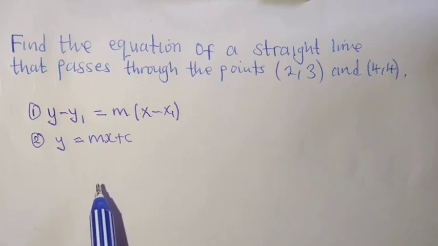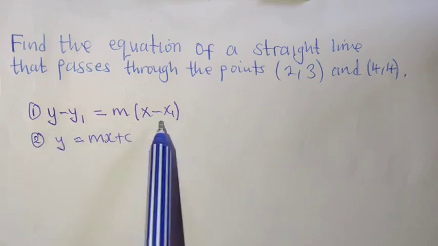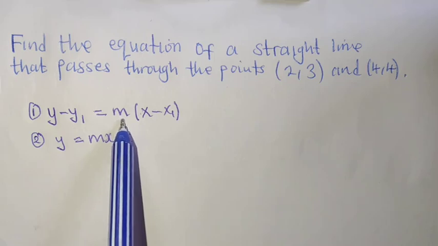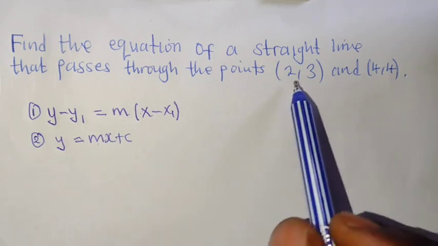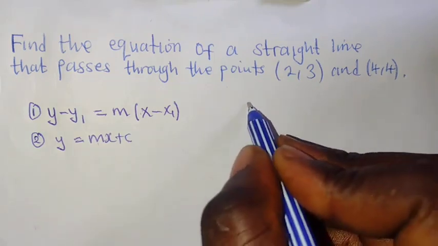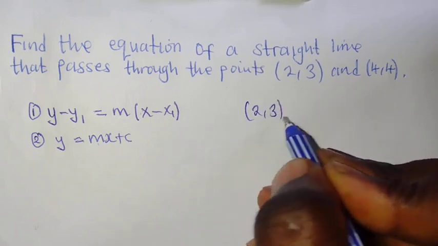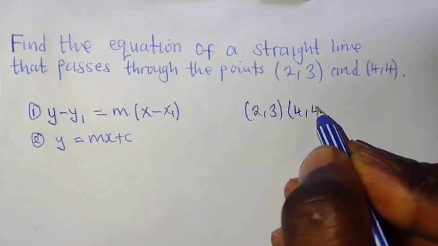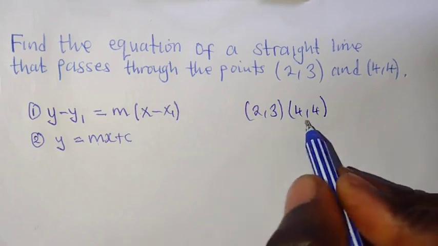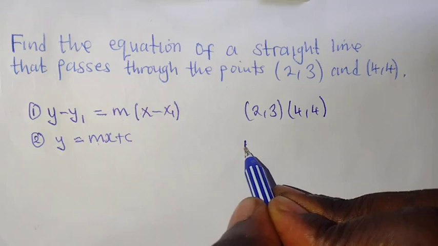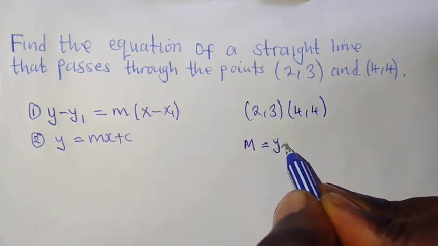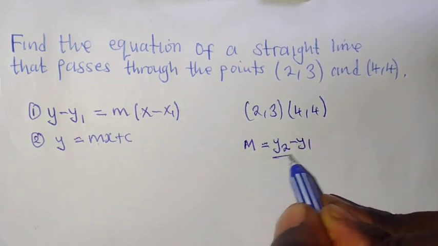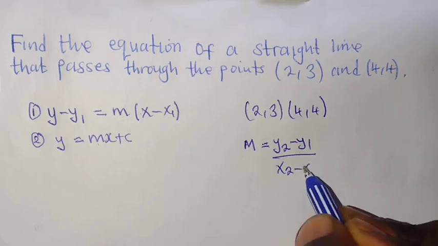In order to first find the equation of the straight line, you need the value of the gradient. If you have observed, in this formula, this m is the gradient. Even here, this m is the gradient. So the first thing, you need to find the gradient using the 2 points that you are given. Your points are (2, 3) and (4, 4). To find the gradient of these 2 points, you can use the formula: m, representing gradient, equals y2 minus y1 over x2 minus x1.